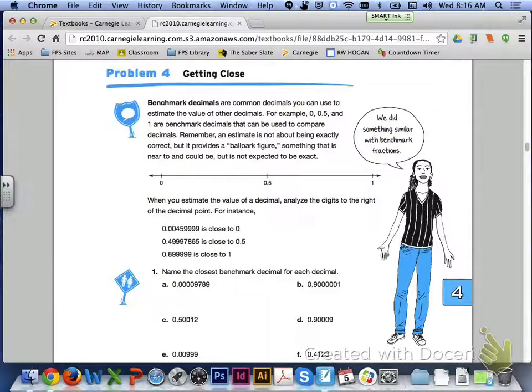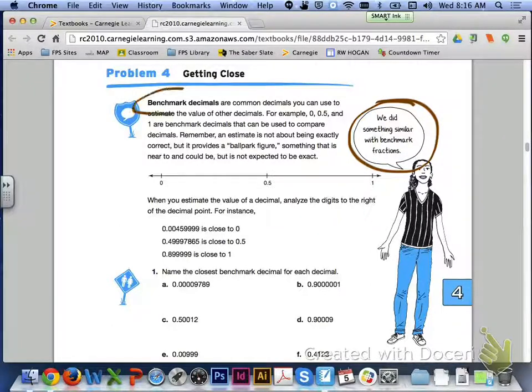We are going to skip problem 3, so let's turn to problem 4 on page 247. If you take a look at problem 4, we are looking at benchmark decimals. And obviously, we know that benchmark decimals are going to be very similar to what we did when we worked with benchmark fractions.